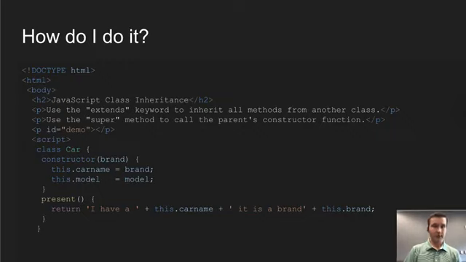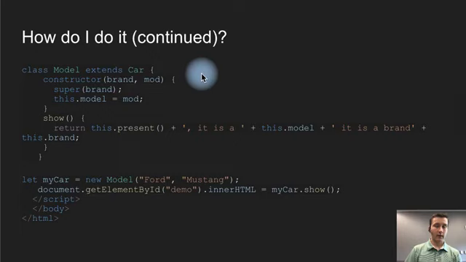See the solution above? Here we have the class car. We have the car name, this.model. And then we have model extends car, and this.model equals mod. So now we're passing in the model, and we pass in Ford Mustang. And then we have mycar.show, which shows the result.